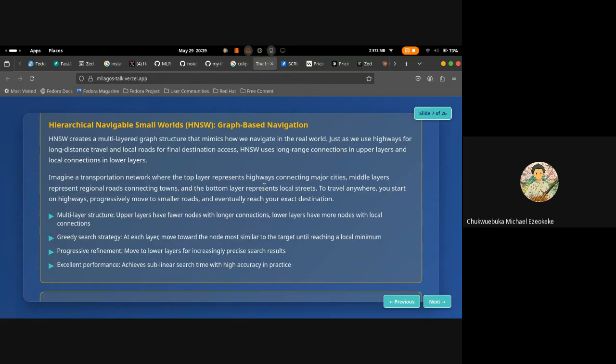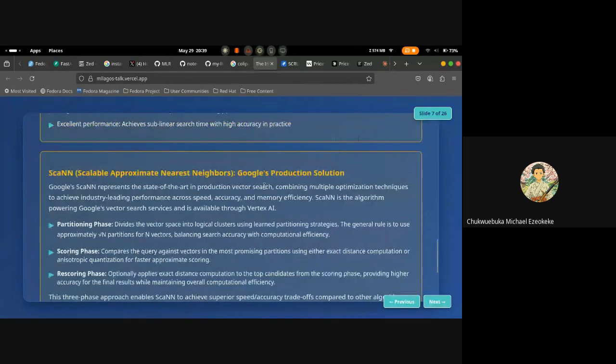So at each layer, it moves towards the node that is most similar to the target until reaching a local minimum. Then, with progressive refinements, it moves to lower layers for increasingly precise search results. And HNSW has an excellent performance in the way that it achieves sublinear search time with high accuracy in practice.